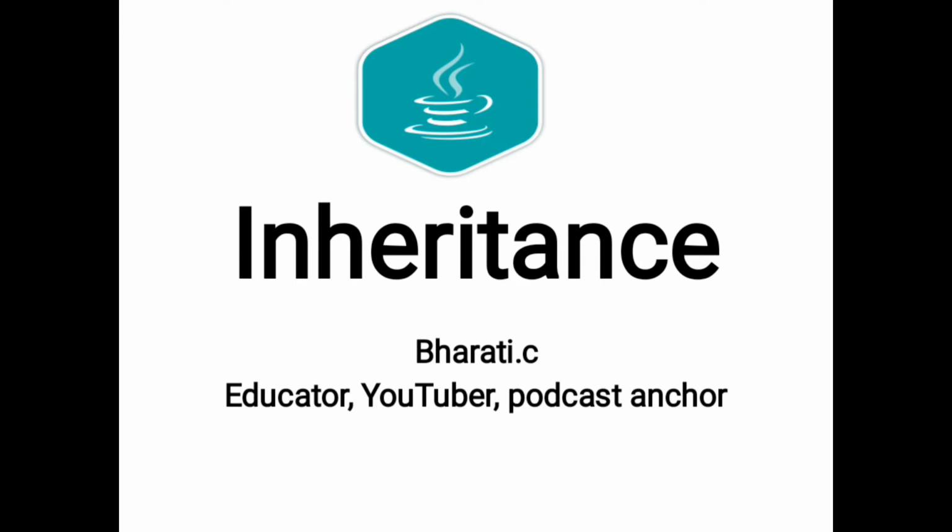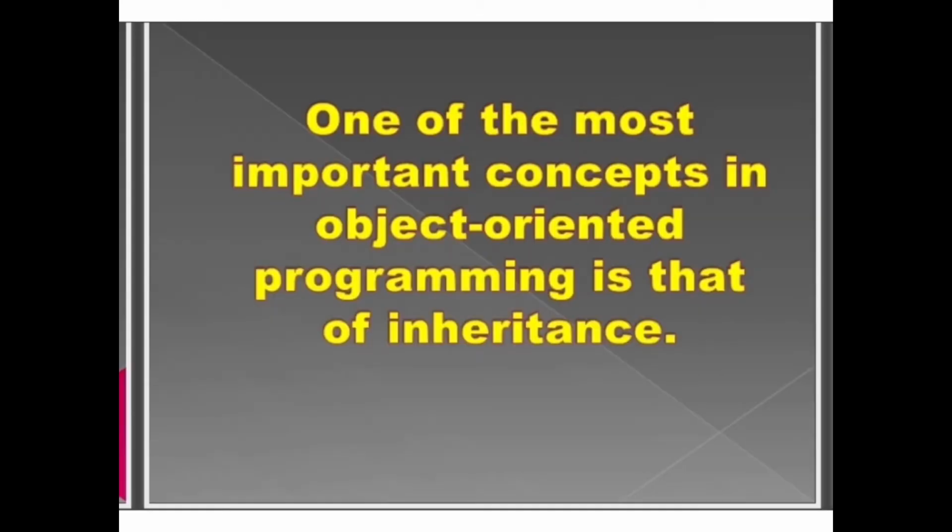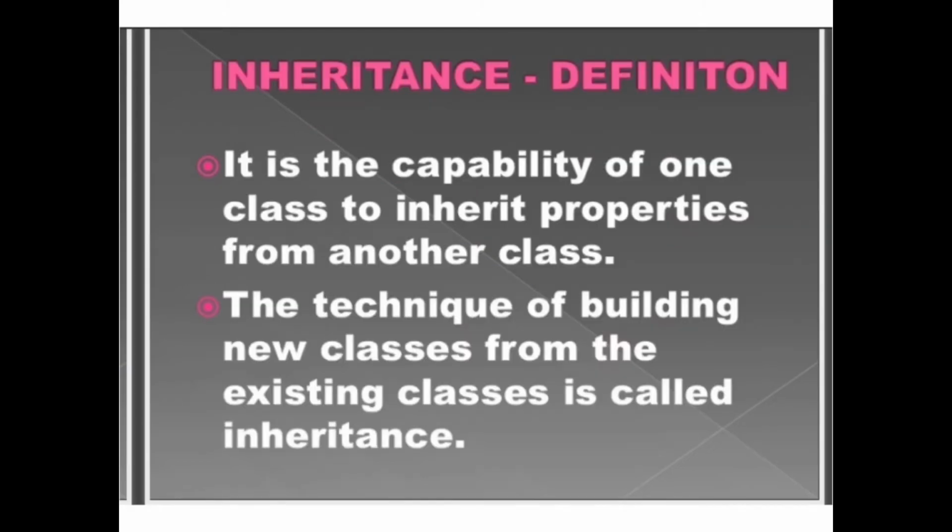Java classes can be reused in several ways. This is basically done by creating new classes, reusing the properties of existing ones. One of the most important concepts in object oriented programming is that of inheritance. Definition of inheritance: it is the capability of one class to inherit the properties from another class. The technique of building new classes from existing classes is called inheritance.